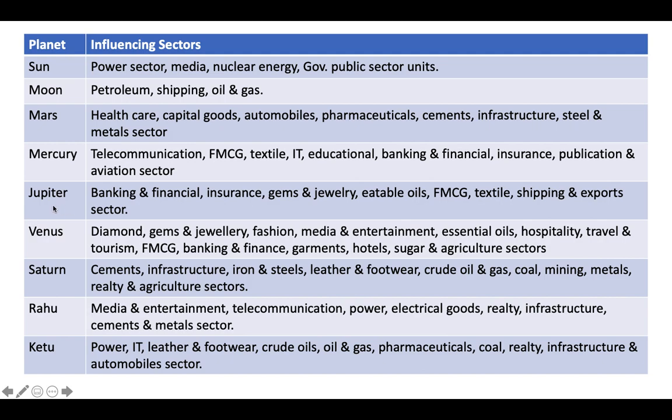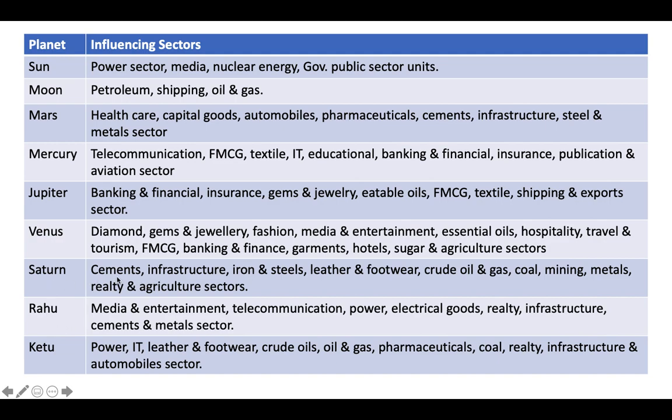Jupiter, the Guru, has implication on banking and financial services. Though the banking sector has implication from Mercury, Jupiter has a higher weightage when the impact comes on the banking sector, and also on gems, jewelry, textiles, shipping, export sector. In case of Venus, luxury. Venus indicates luxury items, tangible things: diamonds, gems, jewelry, fashion, media, entertainment, hospitality, travel, tourism, FMCG. Banking also is there, but not so much, though they definitely have some small impact. Hotels, sugars, and agricultural sectors.